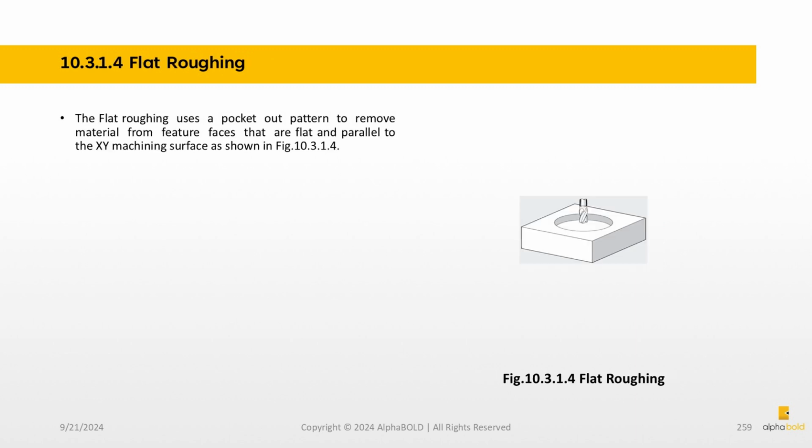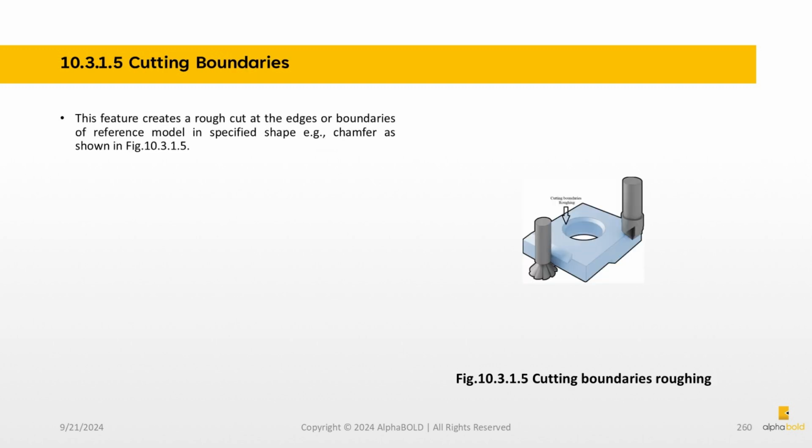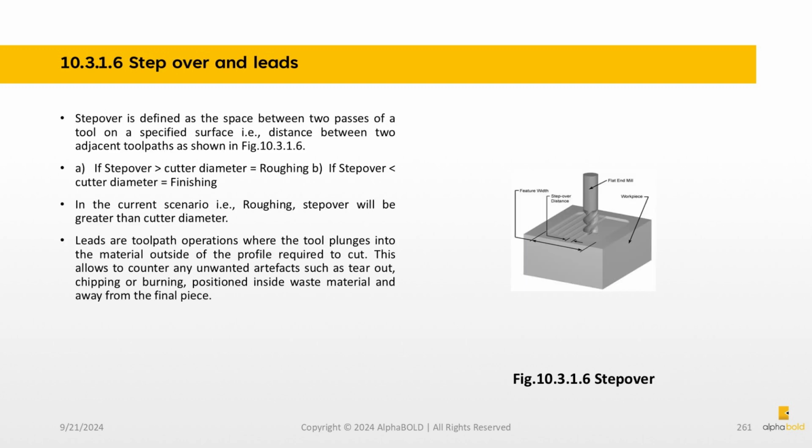The flat roughing uses a pocket-out pattern to remove material from feature faces that are flat and parallel to the XY machining surface. This feature creates a rough cut at the edges or boundaries of the reference model in a specified shape, e.g., chamfer. Stepover is defined as the space between 2 passes of a tool on a specified surface, such as the distance between 2 adjacent tool paths.